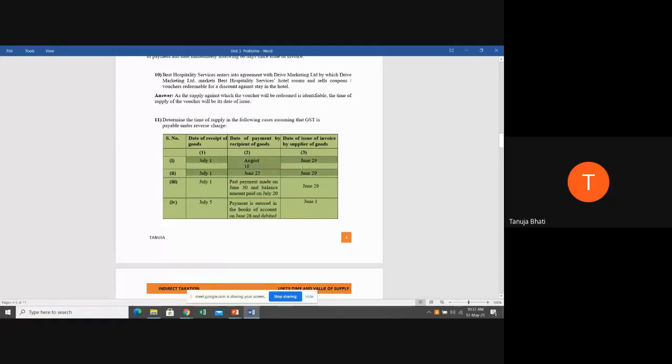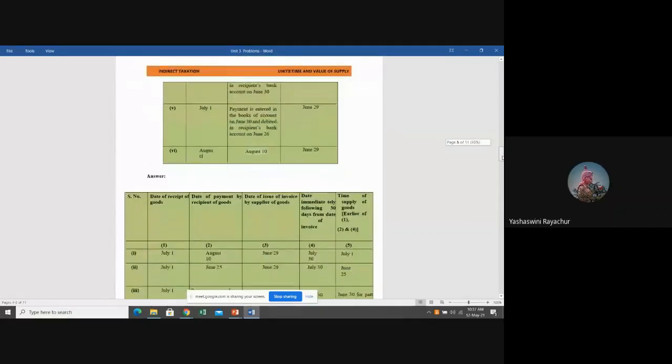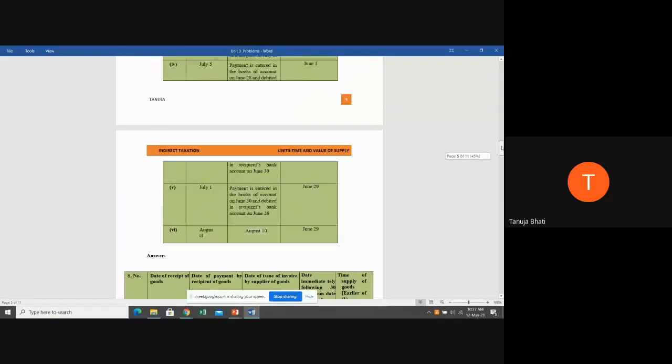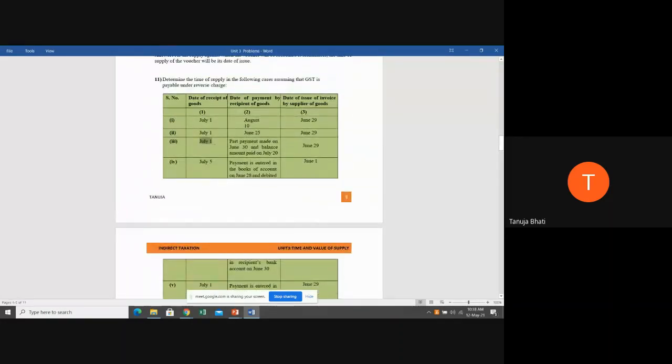So now in case 2, tell me what is the time of supply. Can anyone tell me in case 2 what is the time of supply? You need to compare July 1st, June 25th, and July 30th. What is the time of supply in this case? June 25th. 25th June. So see, the solution 2 says that the last column is the final answer. June 25th is the time of supply. Very good, students.